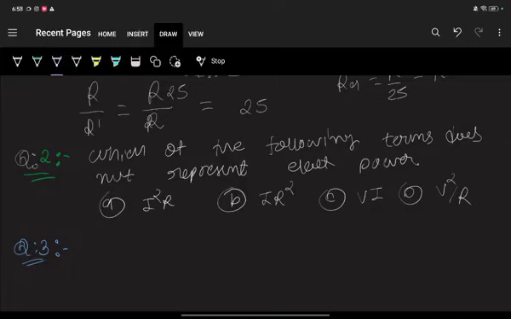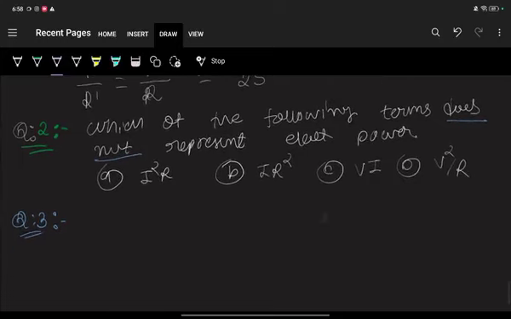IR square. Okay, that is correct. It does not represent the electrical power.